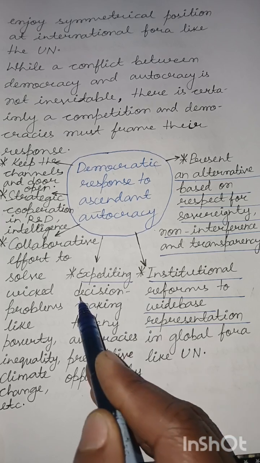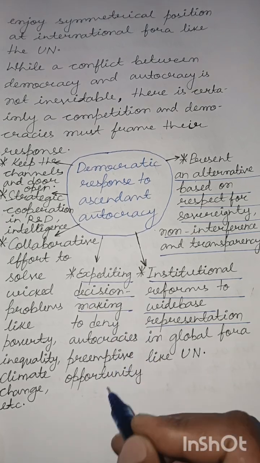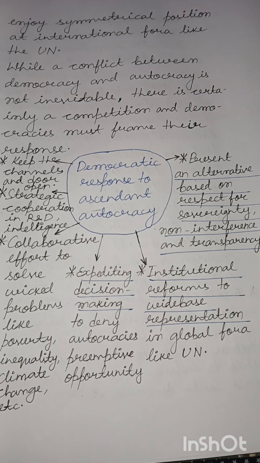Expediting decision making to deny autocracies preemptive opportunity. Again, you are probably aware that India's infrastructural projects in countries which it sees as potential allies, like in its neighborhood, are delayed by so much red tape, which is inevitable in a democracy. As the democracies have to respect the checks and balances, the decision making is inevitably delayed in democracies. But the autocracies have no such restrictions, and they generally decide faster, and they generally even act faster. But this should change, and the democracies should speed up decision making.